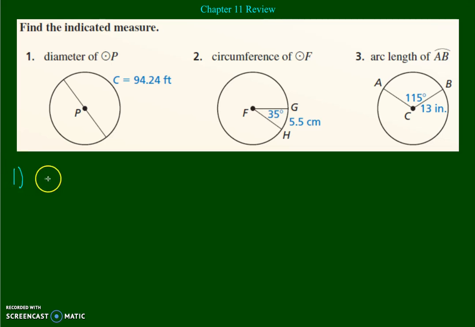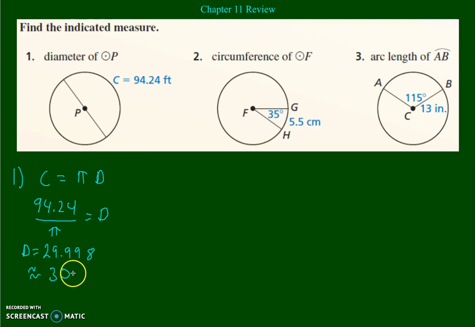So for problem 1, we know that circumference is pi d, and we're looking for the diameter. So all we really have to do is divide by pi. So let's substitute in our 94.24 and divide by pi. And that gives us our diameter. Put that in our calculator, and that gives us a diameter of 29.998, which is approximately equal to 30. Alright, let's move on to problem 2.